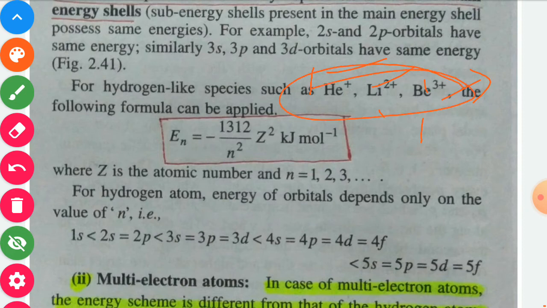So in such a case, we can find out the energy also. The energy related to the nth shell is found to be equal to minus 1312 upon n square into Z square kilojoule per mole. Here n is the value of the principal quantum number and Z is the atomic number of the given chemical species. For the hydrogen atom, the energy of an orbital depends only on the value of n, that is, the principal quantum number.